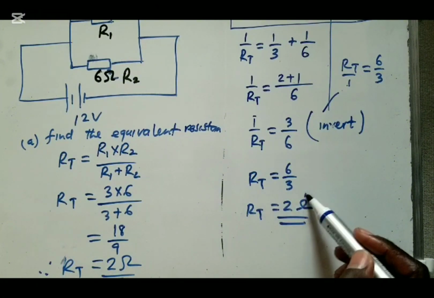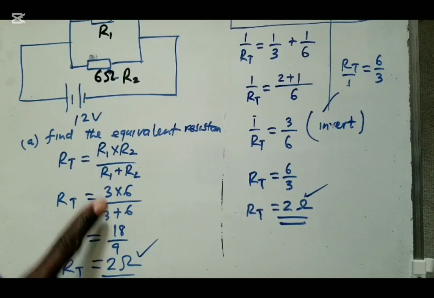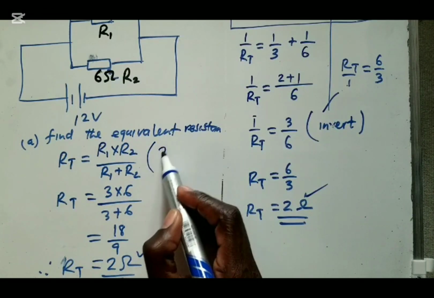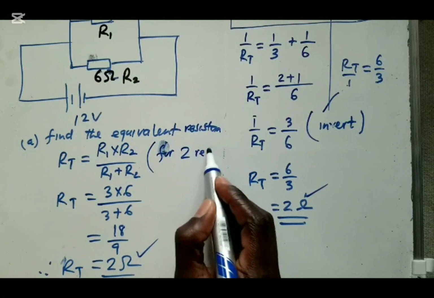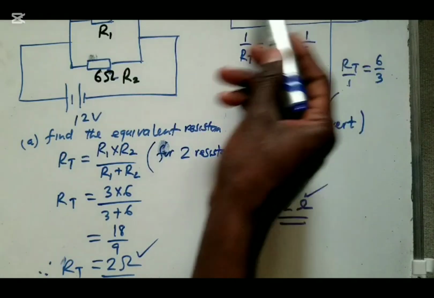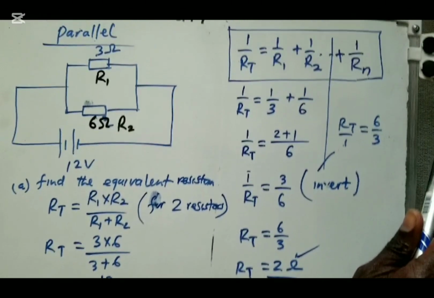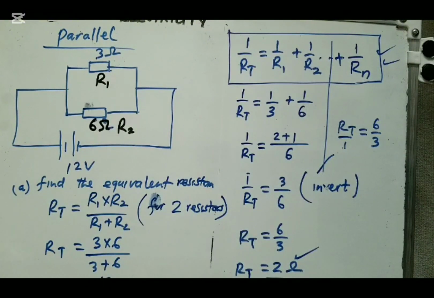So you can see this value and that value that we got. This one is much shorter as compared to the other one. This is only applicable for 2 resistors that are in parallel. But if you have 3, then you need to stick to the formula that we have shown you here. You can keep on adding depending on the number of resistors.